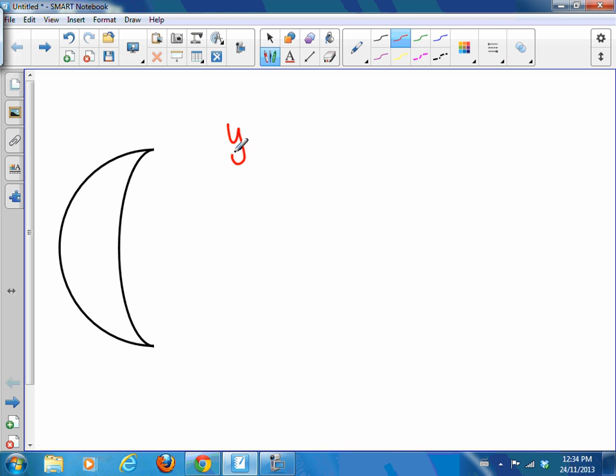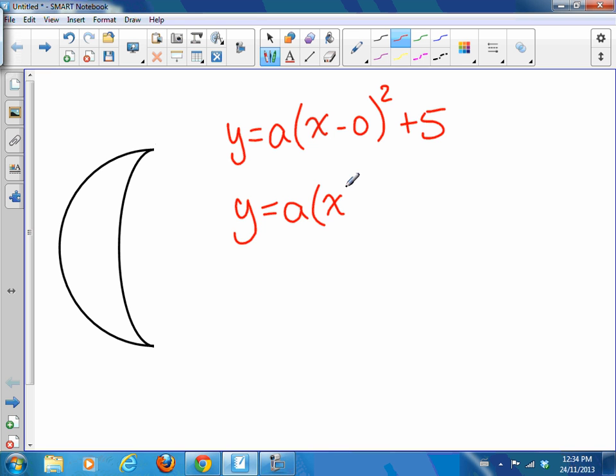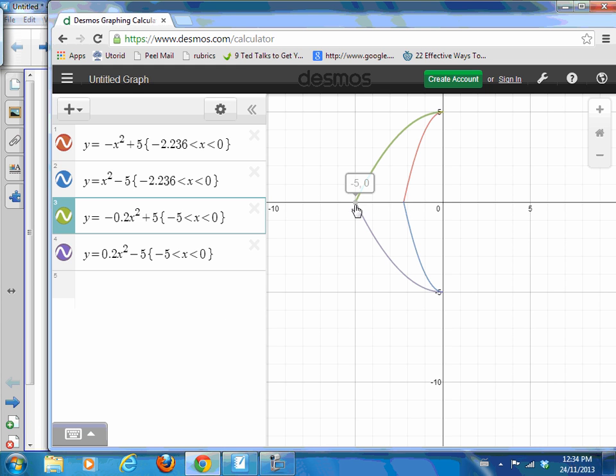A vertex at 0, 5 means it looks like a times x minus 0 squared plus 5. I can simplify this and say x minus 0 is just x, so a x squared plus 5. Now I need another point. That other point is, for example, right there, negative 5, 0. Or I can pick any point I want on the parabola, but negative 5, 0 seems pretty good. You can also pick this point if you want, so let's do negative 4, 1.8. That's the xy coordinate.